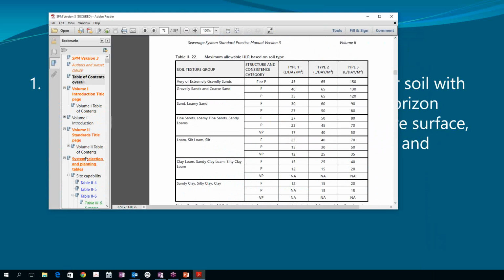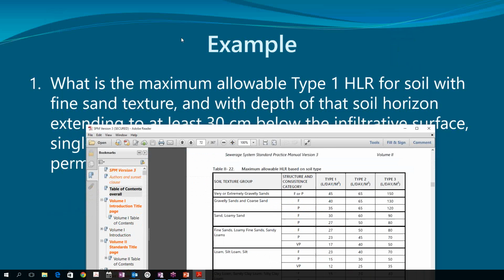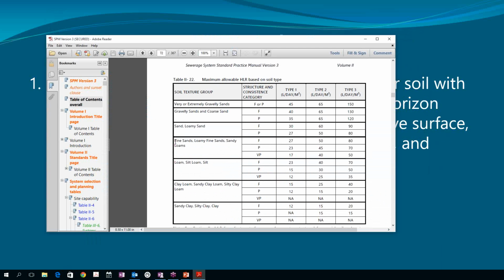First one is here. What did the question say? The question said fine sand texture. So fine sand, note that there's different columns, right? There's sand, gravelly sand, coarse sand, fine sand is a different row, I should have said. It's favorable structure type because it was loose. So it's type 1. So the answer so far is 27. Did I screw that up? 27.